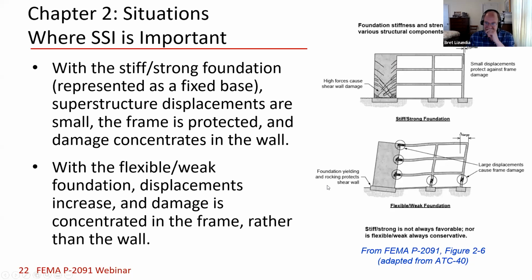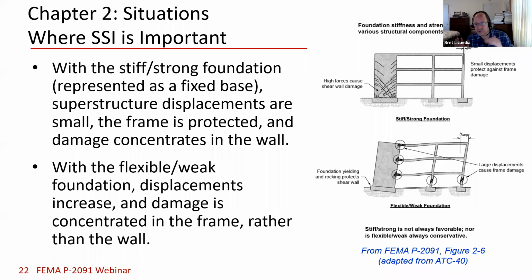Okay, so here's an example of what I was describing. So here's a shear wall. And if we had a strong foundation and we kind of fixed it and we pushed it sideways, then all of the inelastic action and the damage would tend to concentrate in that stiff shear wall, which is being held tightly to the ground. On the other hand, if we had a flexible foundation or we modeled the soil, then it's going to rotate almost like a rigid body.